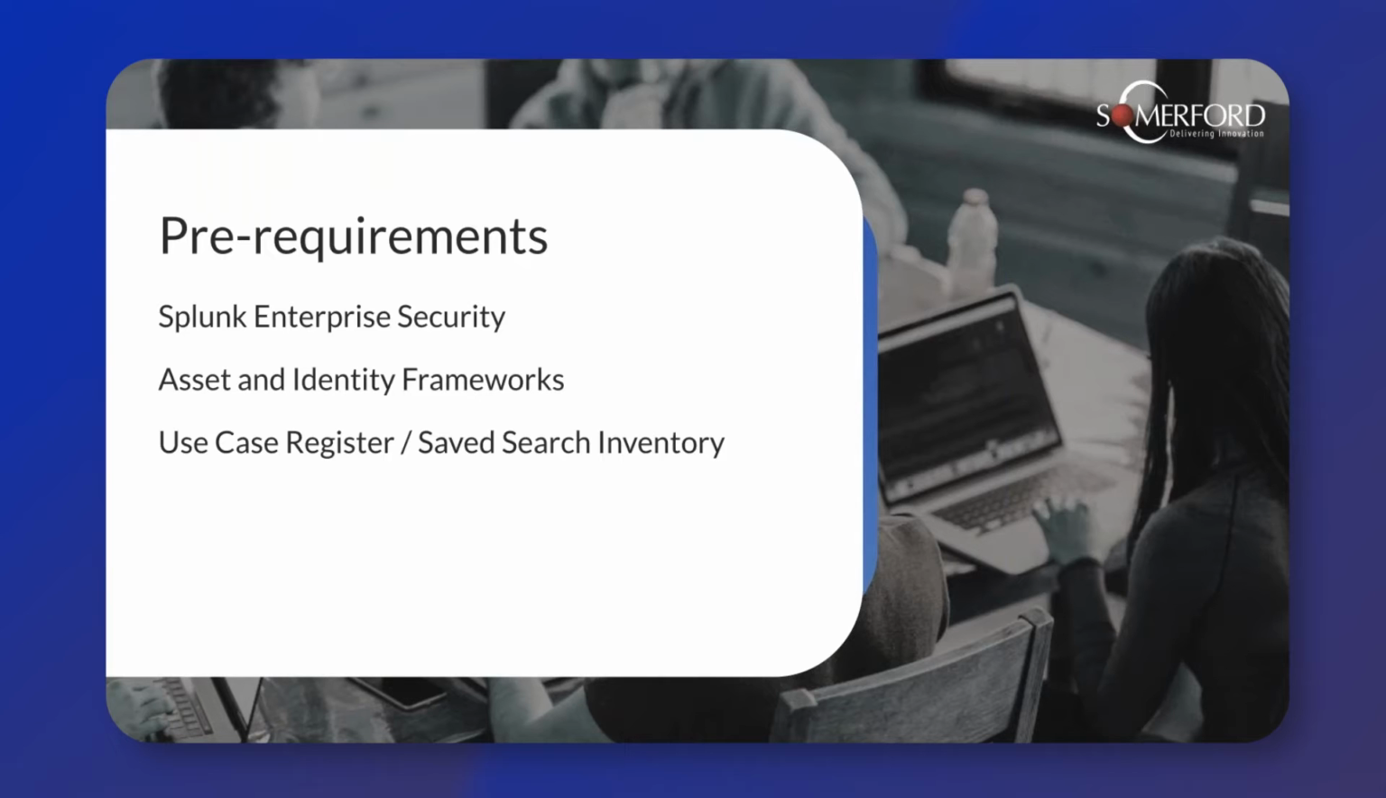And then also, if we've got a saved search inventory or use case register to understand what we're trying to run and where those use cases are, and if they're partaking in risk or if they're partaking in direct notables or atomic notables, some people will say, just having an understanding of what that's going to be and what we're looking for.